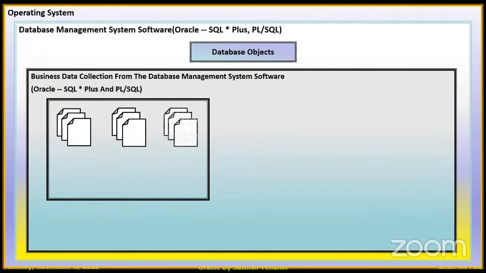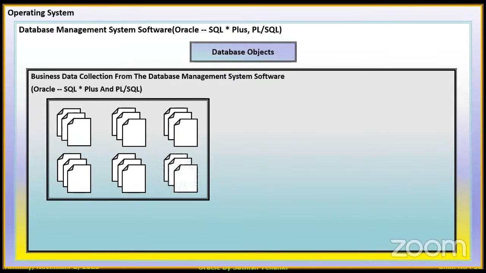So how many data files will there be? It depends upon your configurations and operations. And all this collection of data files, logically, they are bound together in Oracle, which is basically called a table space. Am I clear with you?